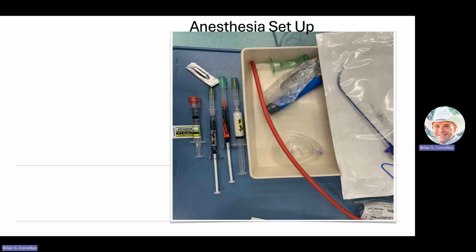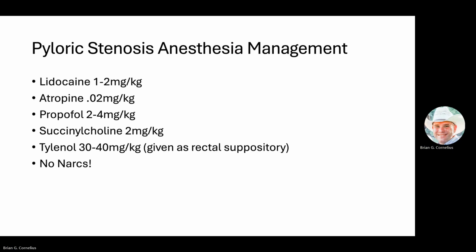This is just an example of an anesthesia setup here. One of the other things you'll see is that PR Tylenol works pretty well as an analgesic for many of our pediatric patients. These are just some examples of dosages for these patients. We try to avoid narcotics if possible.